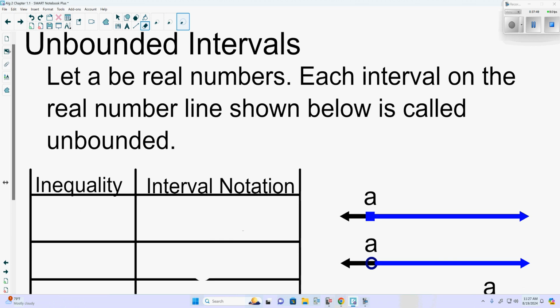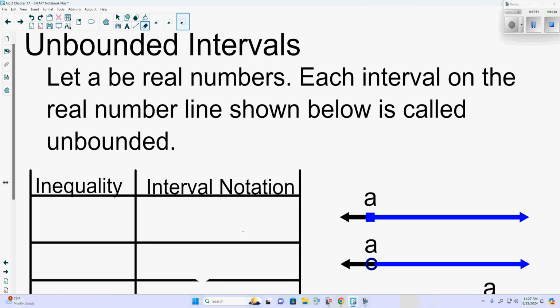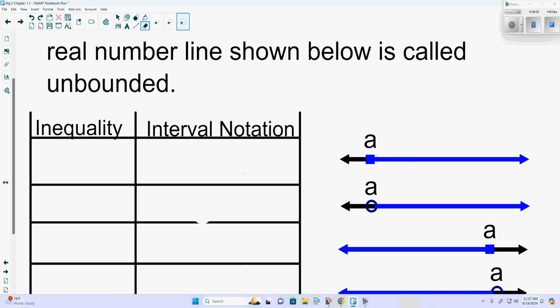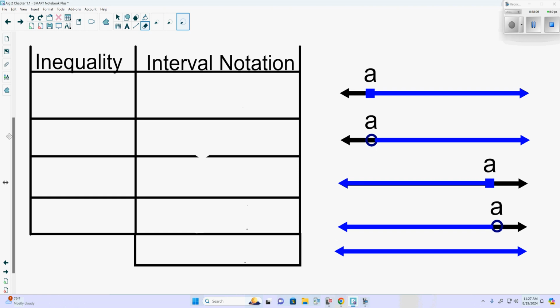The other one is unbounded. Let A be a real number. Each interval on the real number line shown below is called unbounded because we have an endpoint and it continues on either way. Now, I did include one extra, which really does not have any bounds, but we'll talk about it last. Because we could say that x is greater than or equal to a. All the numbers bigger than or equal to it. So it includes it and goes off in one direction.